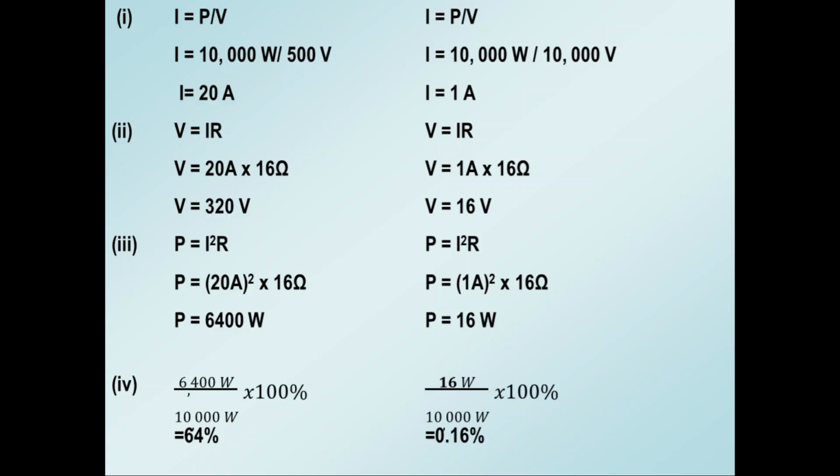So what percentage is lost? 64% of the power is lost if you transmit at a low voltage of 500 volts. That's almost two-thirds of the power. Compared to transmitting at a high voltage, only 0.16% is lost, a fraction of a percent. So in other words, it's almost 100% efficient. Not quite, but almost there.